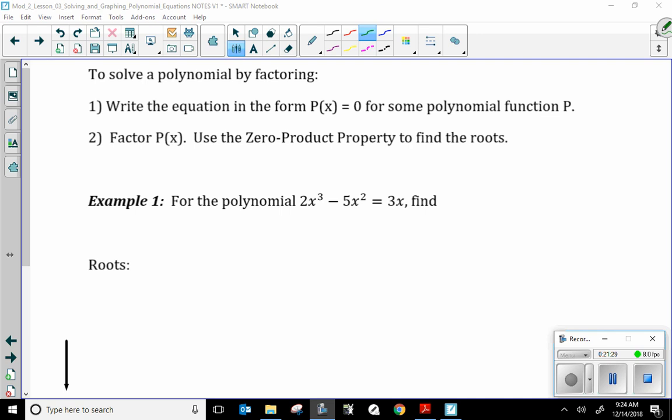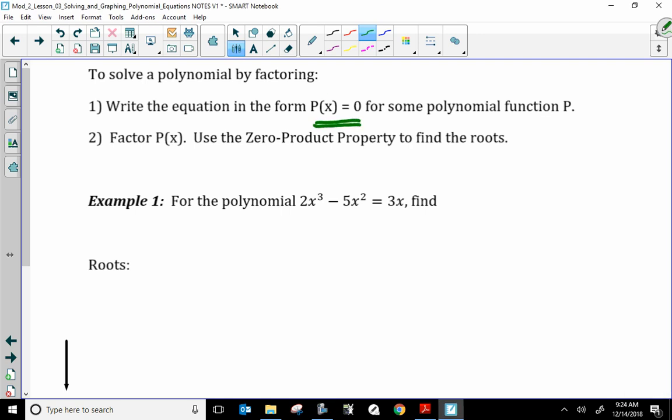So we're going to write our equation, set it equal to 0. Okay, this is our equation, whatever it is. Set it equal to 0. And then we're going to factor it. And we're just going to use what's called the zero product property. That just means T-bone it. Set each one equal to 0 and solve. This just means set each factor equal to 0, and solve it. That's all we're going to do.